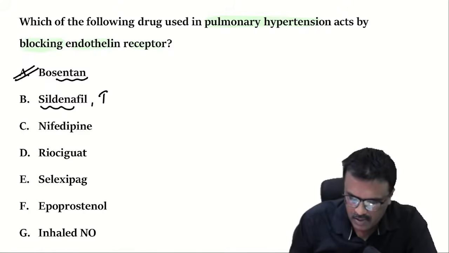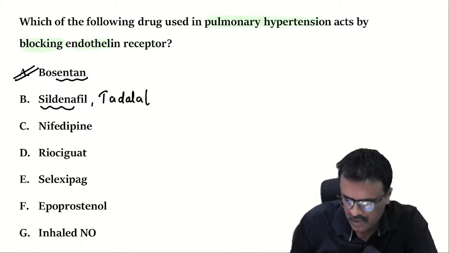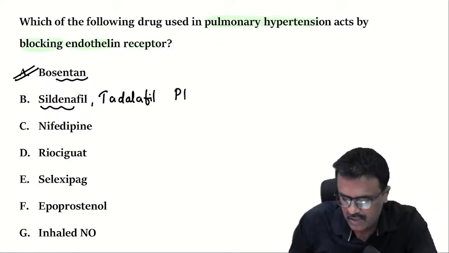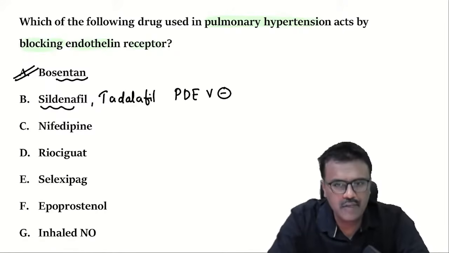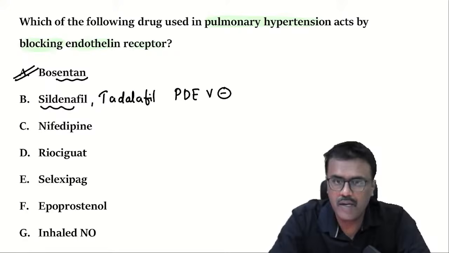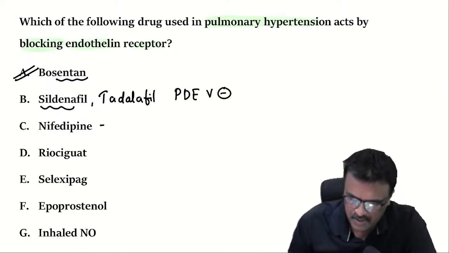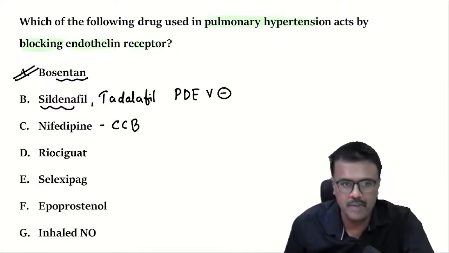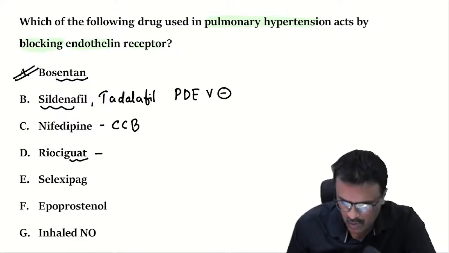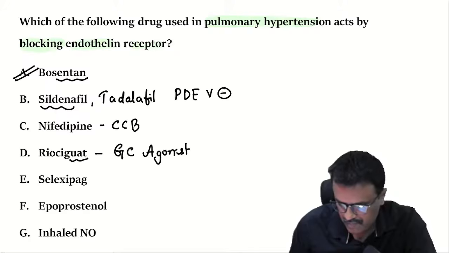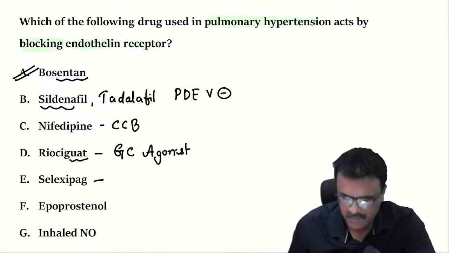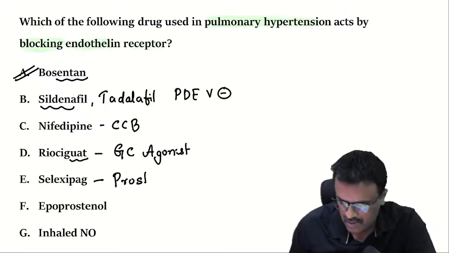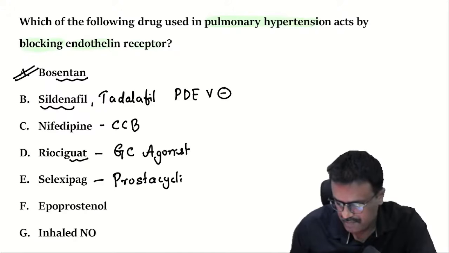Sildenafil and tadalafil are phosphodiesterase 5 inhibitors. They are used for erectile dysfunction, but they are also used for pulmonary hypertension. Nifedipine is a CCB, also used in pulmonary hypertension. Riociguat, guat means it's a guanylate cyclase agonist. Then we have selexipag, a prostacyclin receptor agonist.